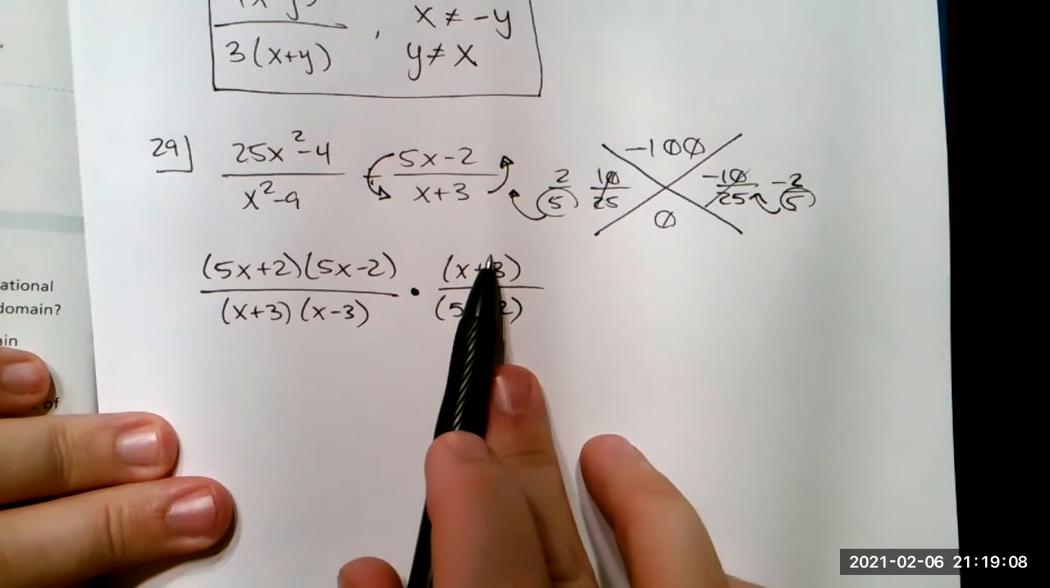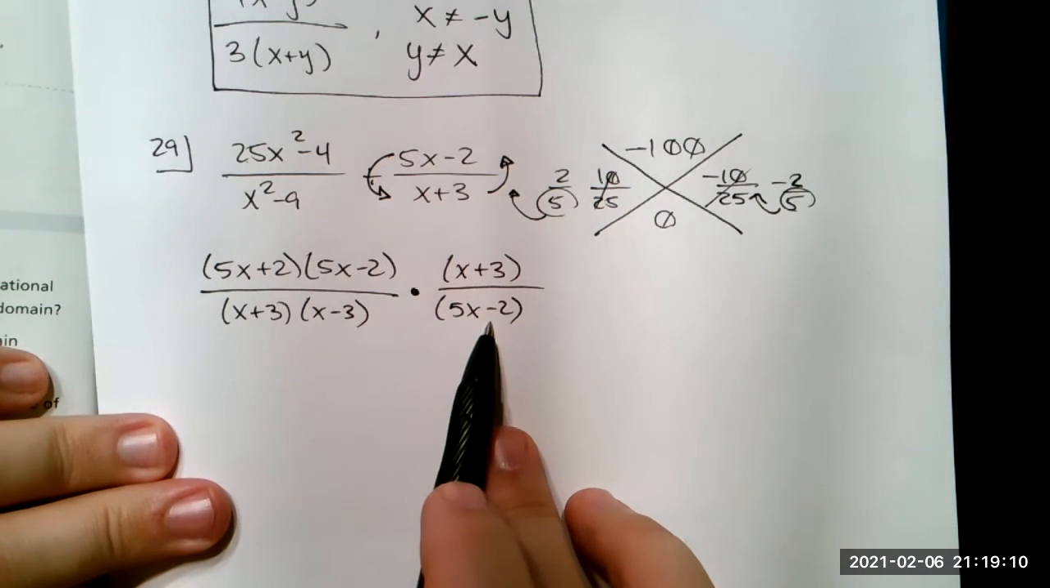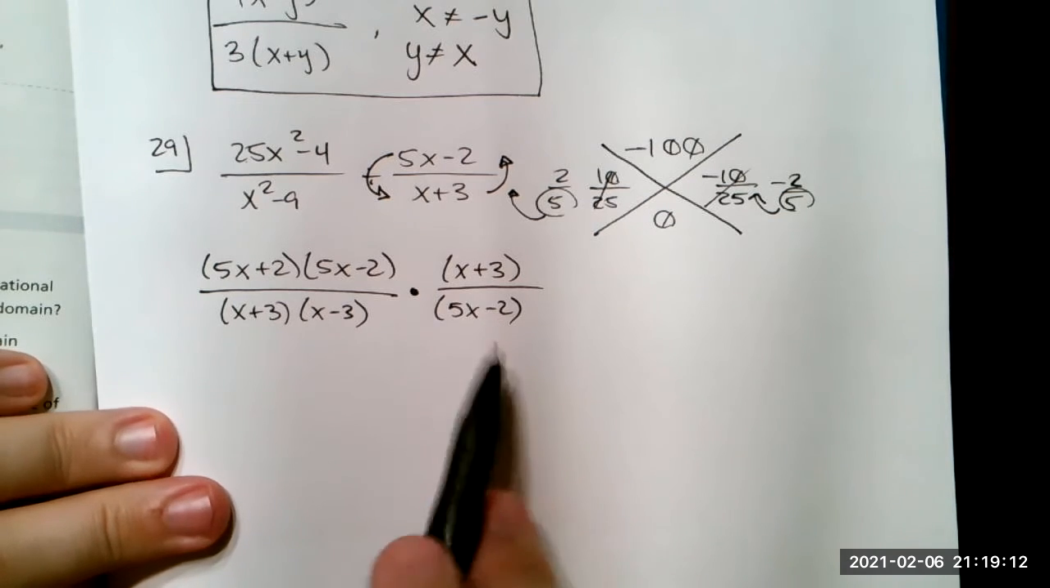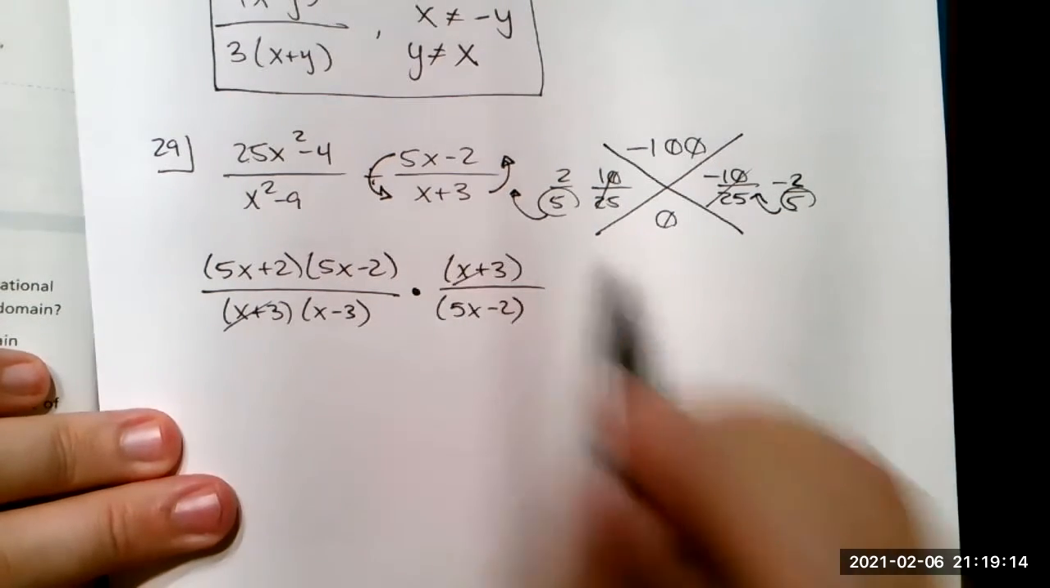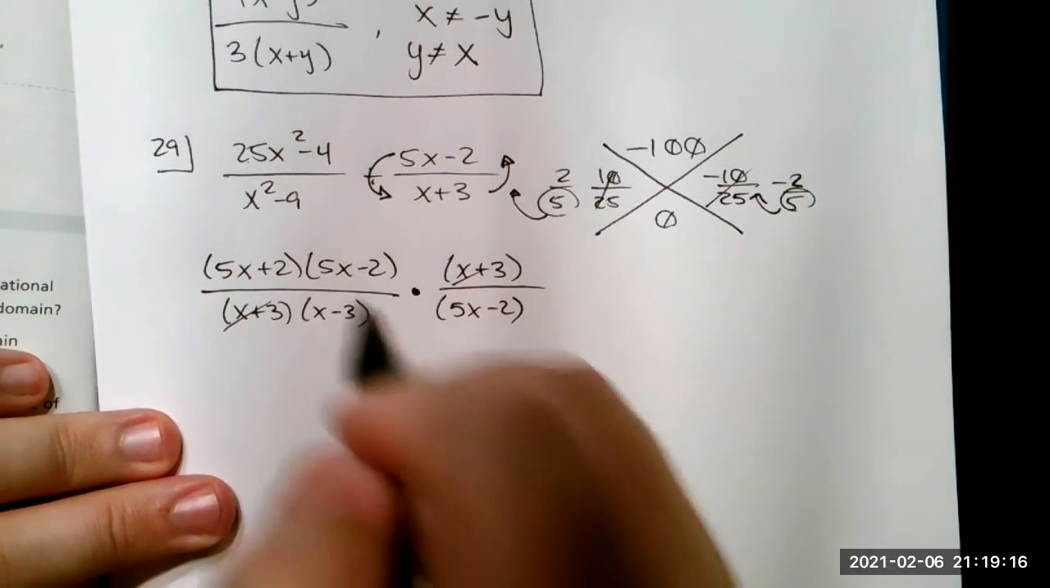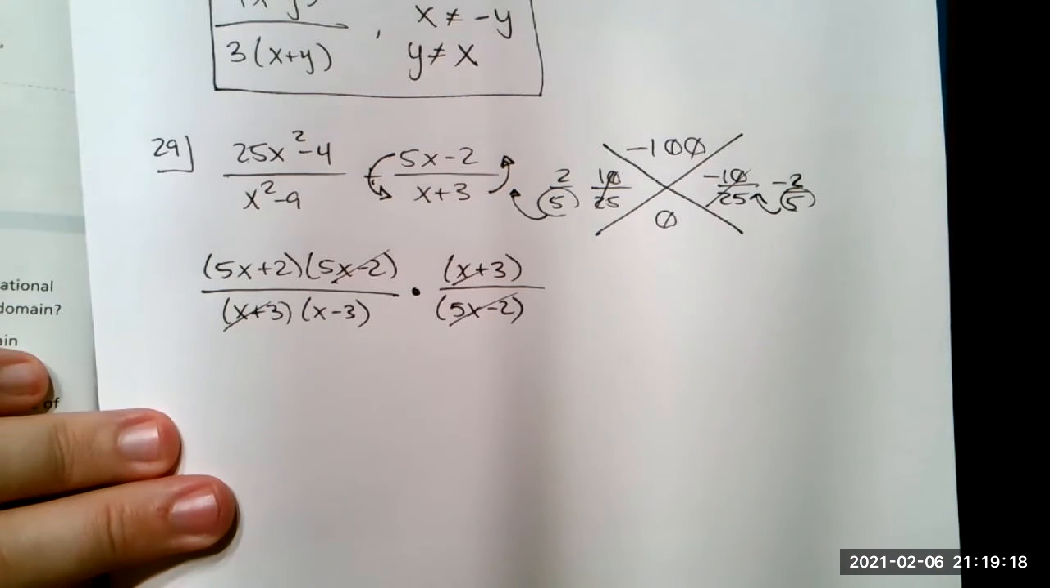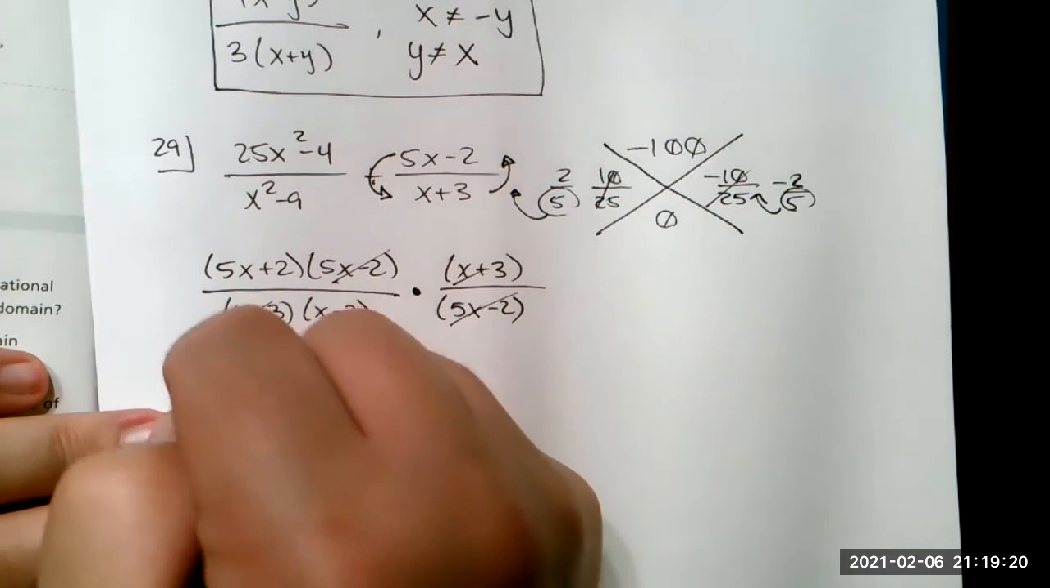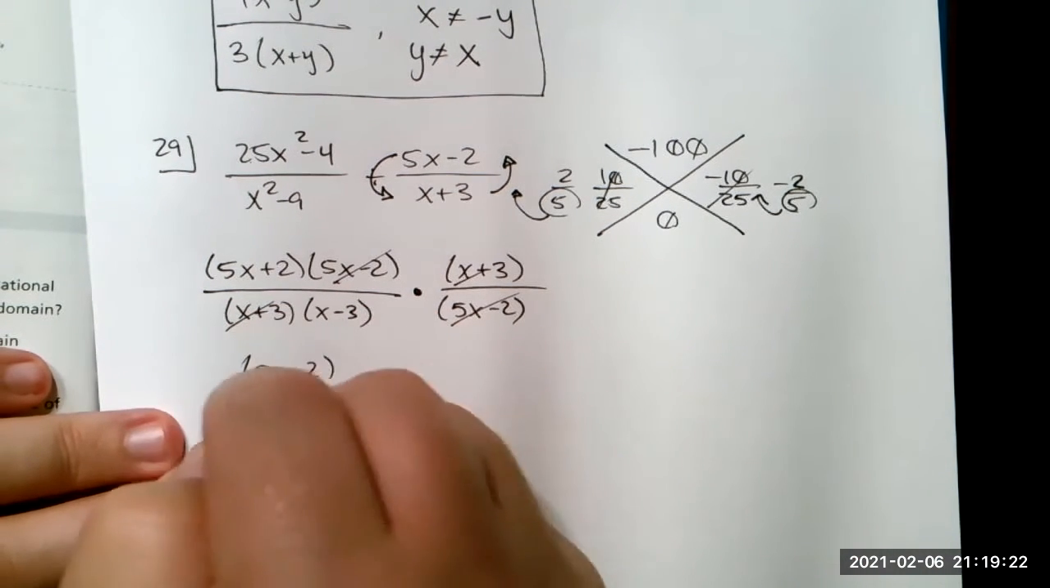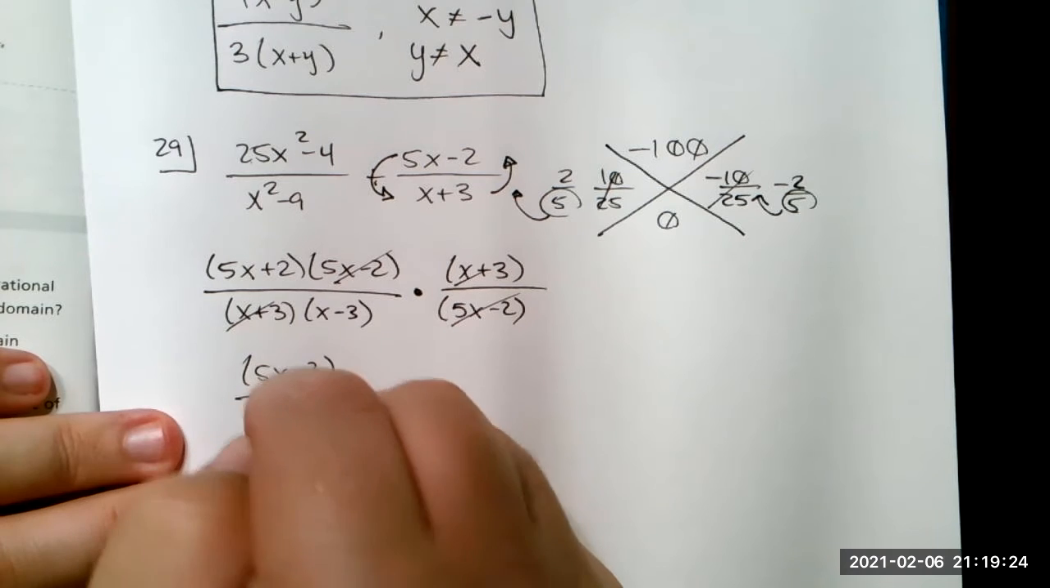Luckily, nothing to factor here. There's no GCFs. It's just ready to flip and start canceling. So x plus 3 out of the top and bottom, 5x minus 2 out of the top and bottom. And the only thing that's left is a 5x plus 2 up top and an x minus 3 down below.